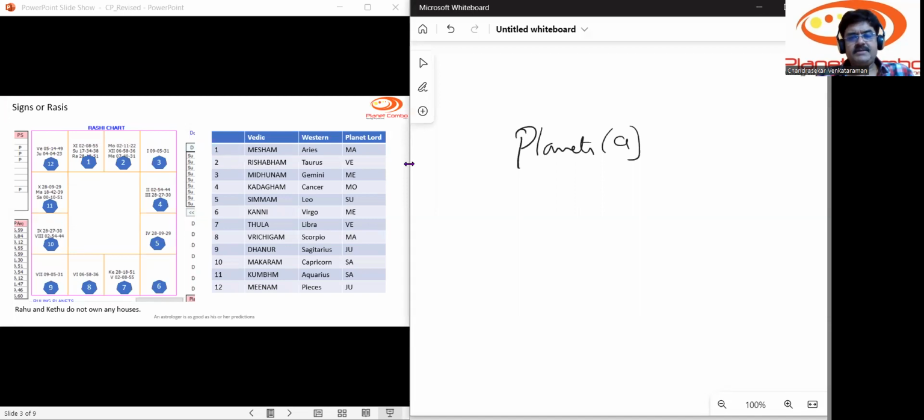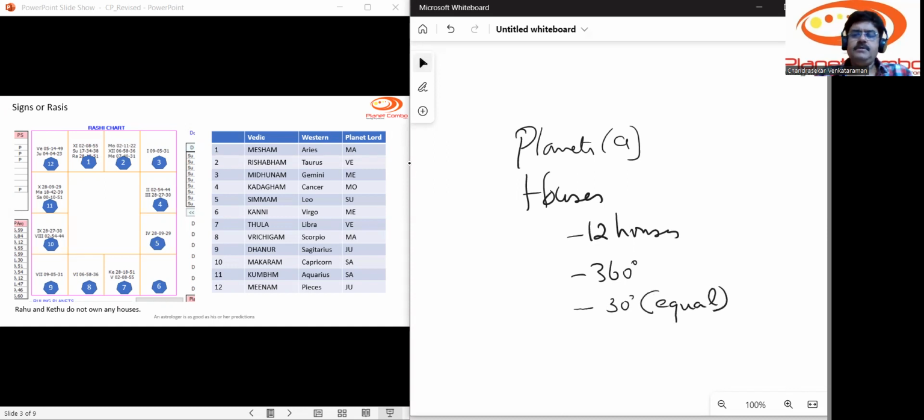Okay, so we covered planets. Now we'll cover houses. In astrology there are 12 houses. 12 houses mean 360 degrees. That means each house is 30 degrees, so this is called equal houses or equal signs, and each house is numbered from 1 to 12. Another name for house is a sign.